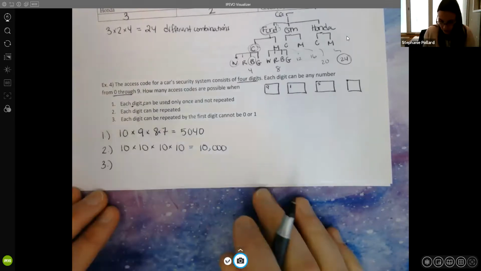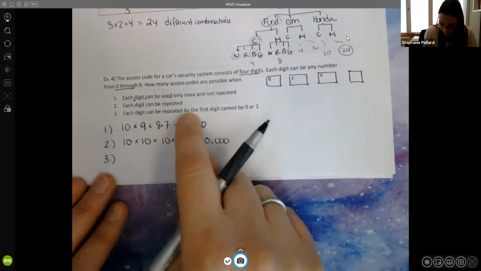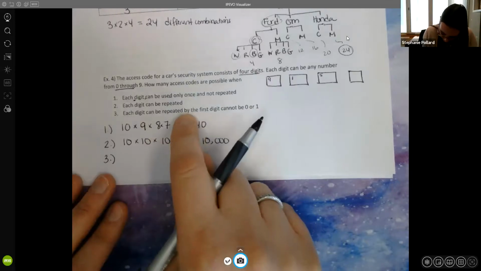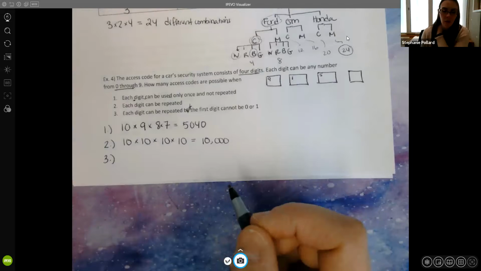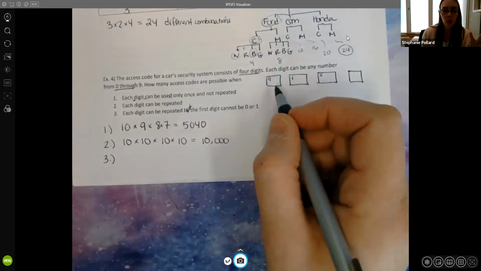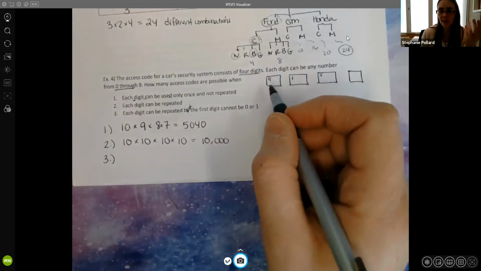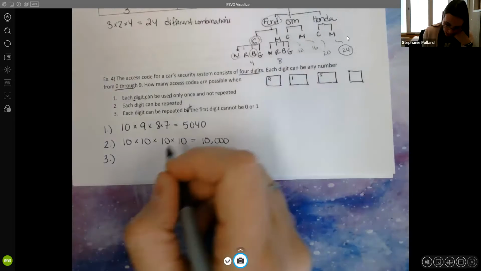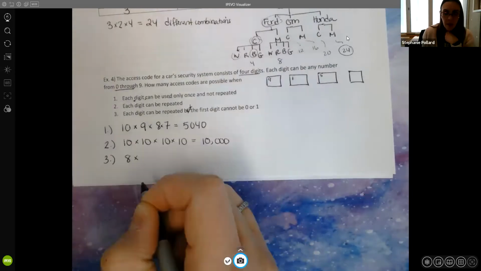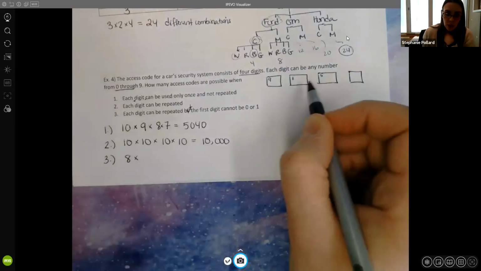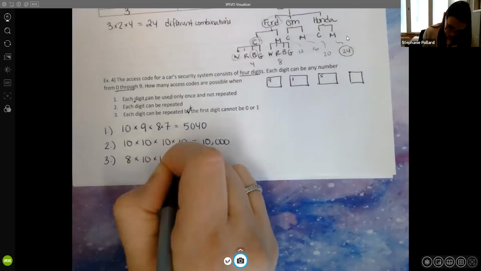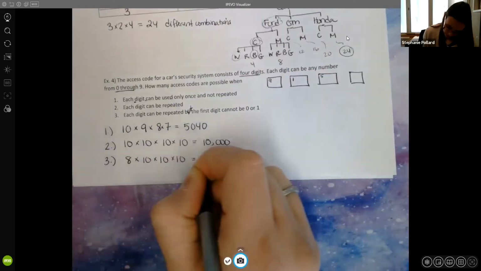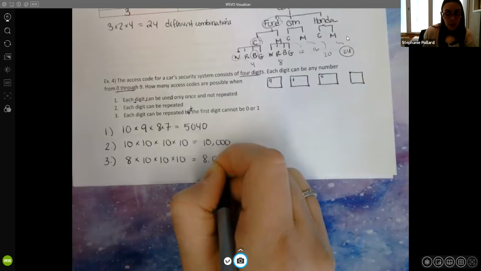And then finally, let's assume that each digit can be repeated. So this should say but the first digit cannot be 0 or 1. So if I can't use 0 or 1 for the first digit, that only leaves me options 2, 3, 4, 5, 6, 7, 8, 9. So I only have 8 options for the first one. But for the other ones, I can repeat and there's no restrictions. So I would have 10 digit choices for the other 3. So I have 8,000 different combinations.